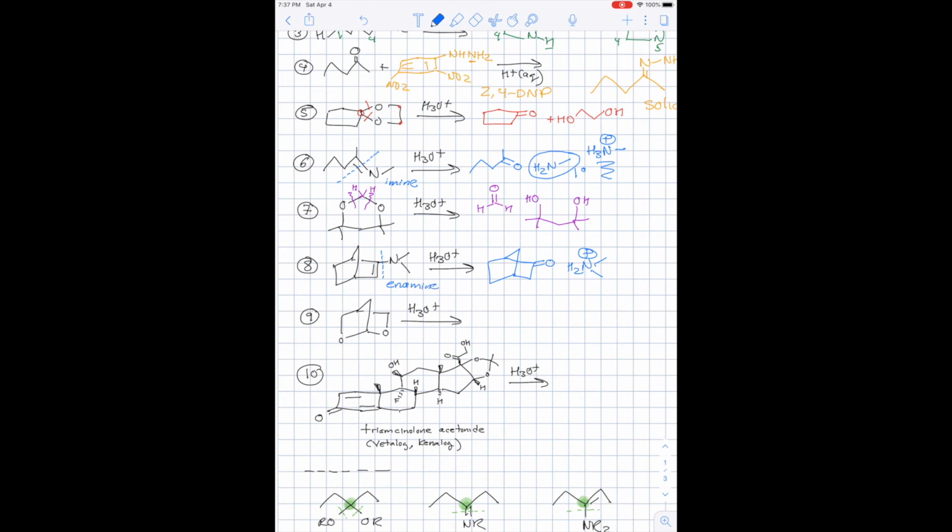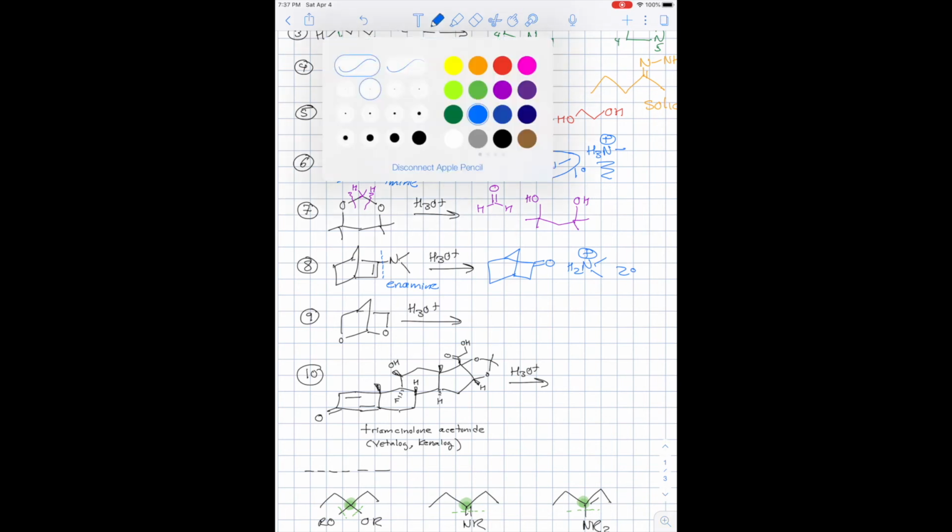And again, that makes sense because we started with an enamine and now we have a secondary amine. And in terms of writing products on tests, you'll probably get full credit whether you write it protonated or not, but you should understand that it's protonated and why that's helpful to the overall reaction.